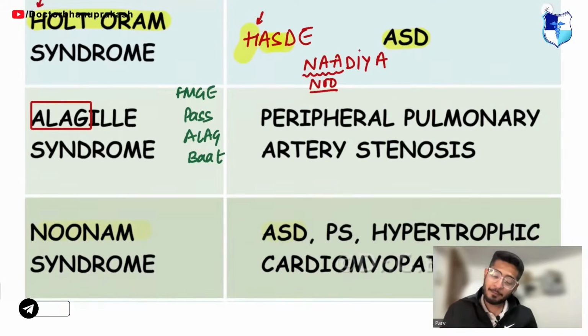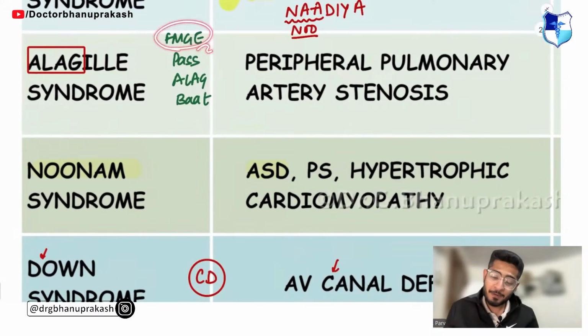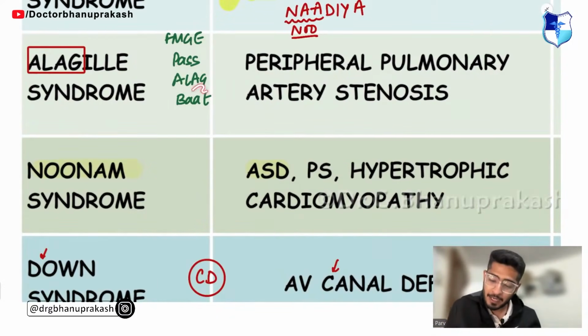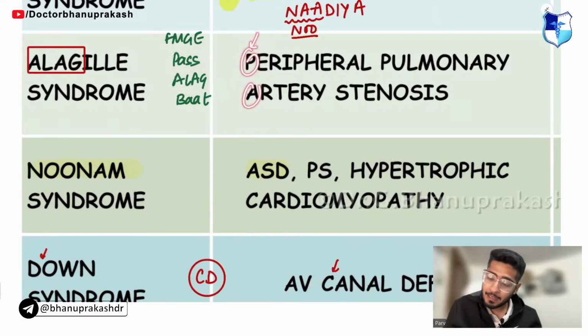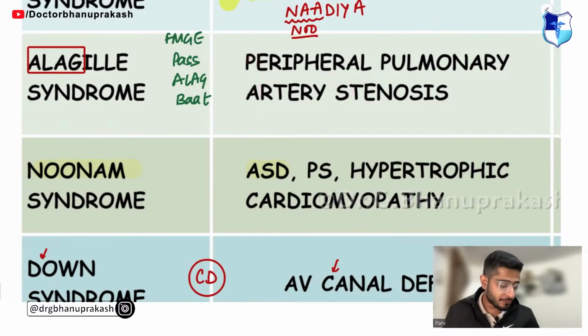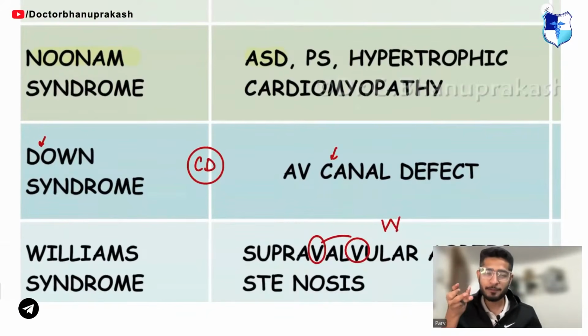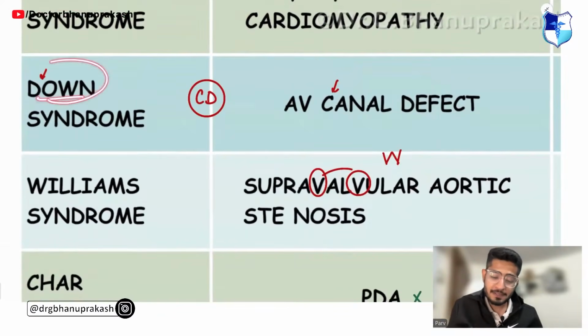Right. Coming on to Alagille syndrome. So remember, FMG pass karna alag baat hai. Alag is Alagille syndrome, and pass is something which you have to remember from P, A, and S: peripheral artery stenosis. So alag baat hai, pass karna. So pass, peripheral artery stenosis. See the amount of work I'm putting in for you. So next is Noonan. Noonan is Hasde, ASD, Down syndrome. I always say C and D come together.